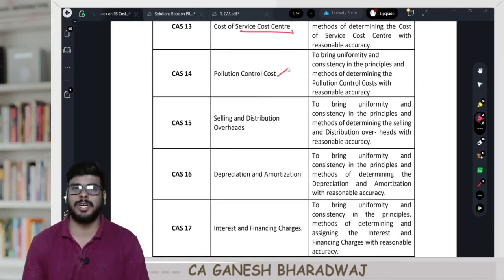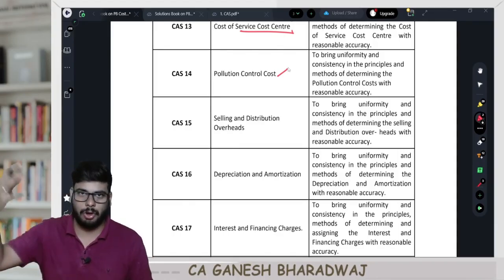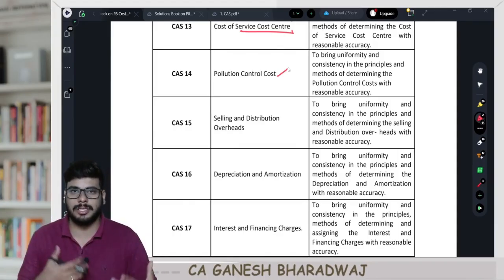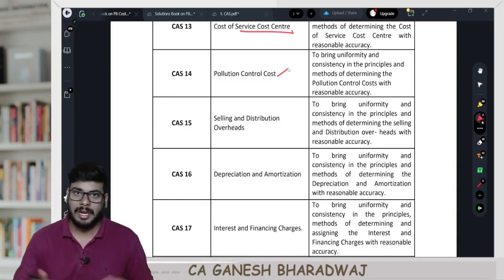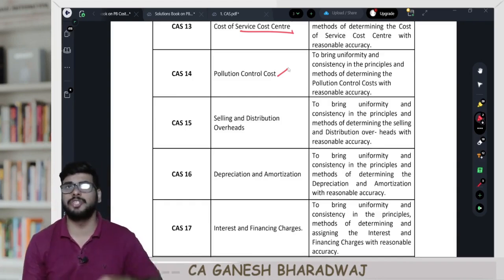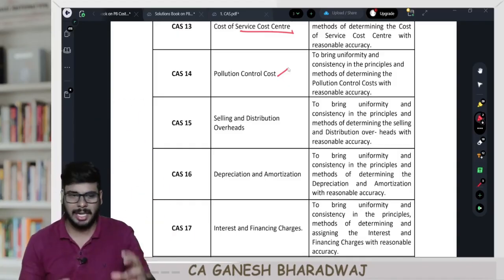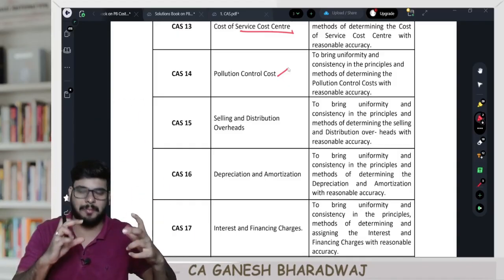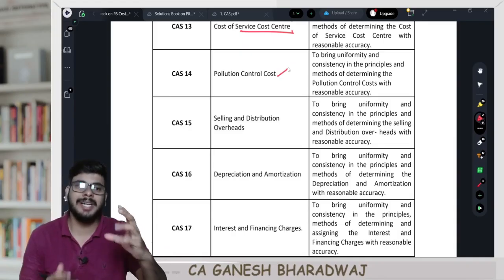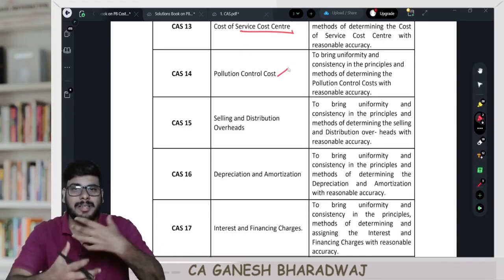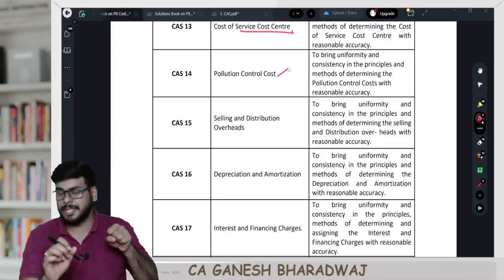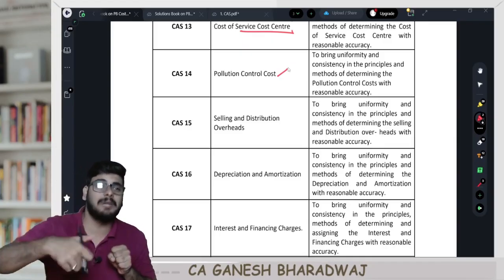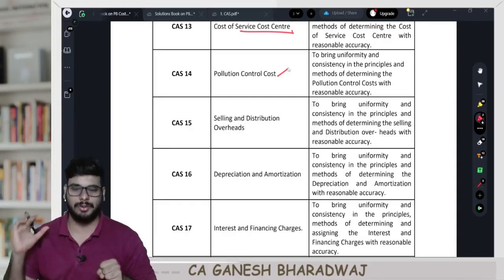Pollution control cost. What is it? Every factory, if you're running a factory, you're going to pollute. When you're converting RM into FG, you'll be using a lot of fuel, and that in turn will pollute the environment. You can't just give away the pollution like that. You need to install pollution control equipment, right? It will treat all the harmful gases, and only the balance that can be let out in the atmosphere will be let out. Are you clear with this?